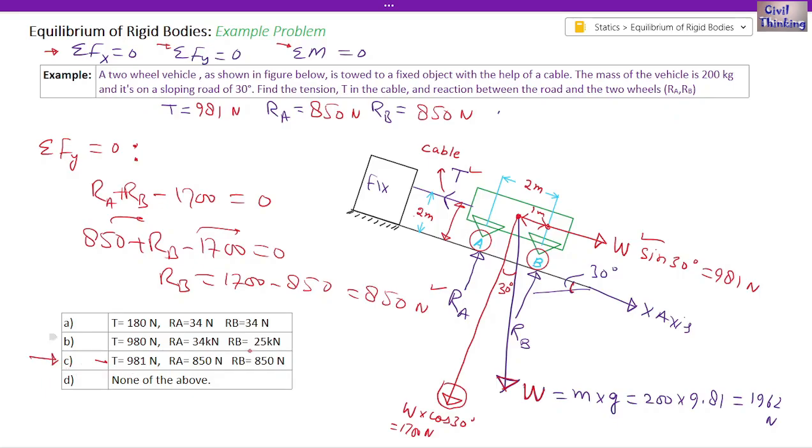This is how we solve the problem on the equilibrium of rigid bodies. We just use the equations of equilibrium: summation of F of x equal to 0, summation of F of y equal to 0, and summation of moment equal to 0. In case of static equilibrium, we apply these equations to find the unknown reactions or anything.